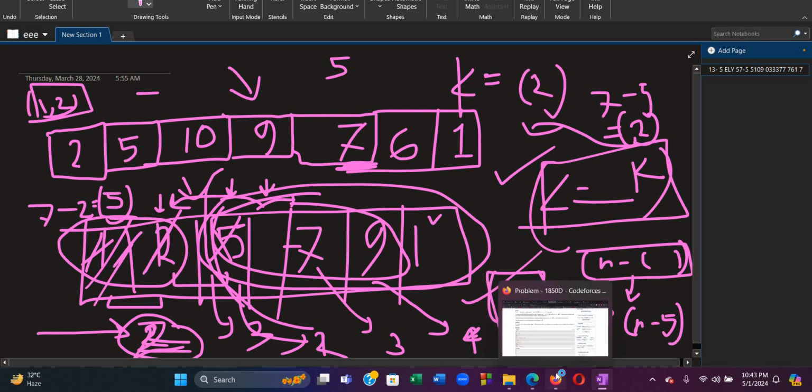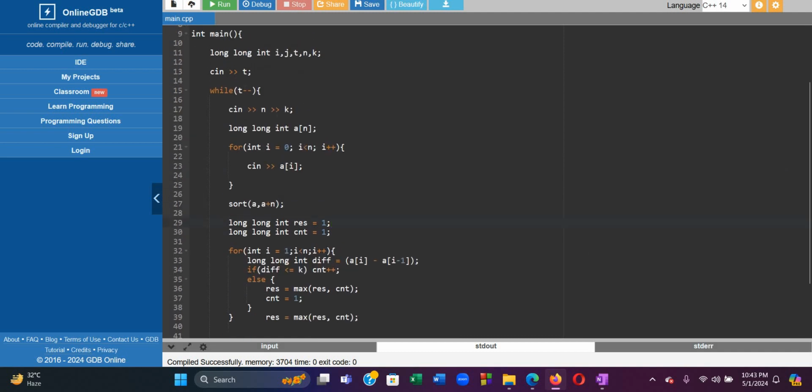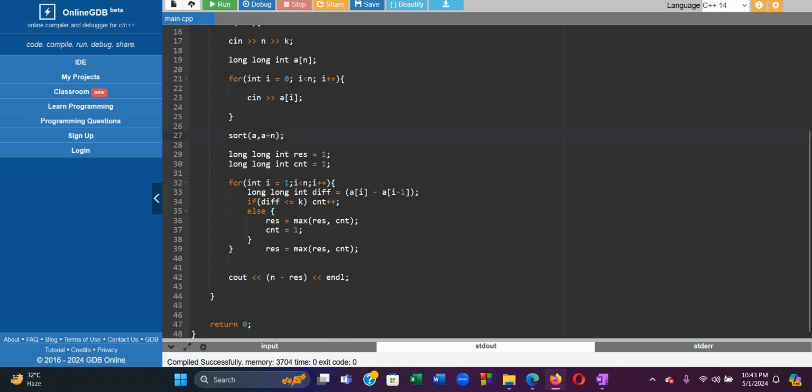If I do want to move to a coding explanation of it, you'll see that I'm taking the elements, sorting the array, and as you can see, I'm taking the difference. If it's satisfying the condition, I am just counting, and if it's not satisfying the condition, I am just taking out the maximum possible subarray that I have, and I'm going to subtract it from the whole to find out the minimum possible number of elements that have been erased.